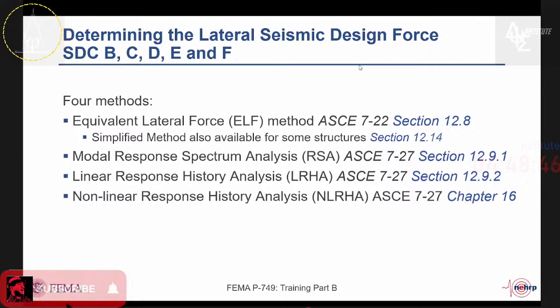There is also available a modal response spectrum analysis technique, a linear response history analysis technique, and a nonlinear response history analysis technique. The linear response history analysis technique is new in ASCE 7-16, and it is not the one that we have commonly used in the past. Rather, it is intended to give very similar seismic design forces to that which is determined by response spectrum analysis.